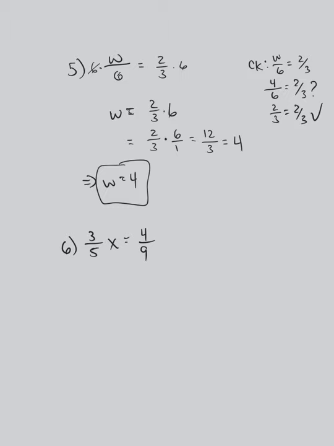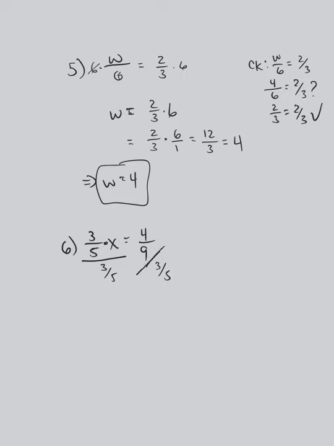So anyway, notice right here, what's my variable? It's x. But what's the problem? To isolate it, it's not isolated because I have this 3/5 attached to it. What is that 3/5 doing to x? It's being multiplied by x. So to isolate x, I need to do the opposite operation, divide. So I divide both sides by 3/5.